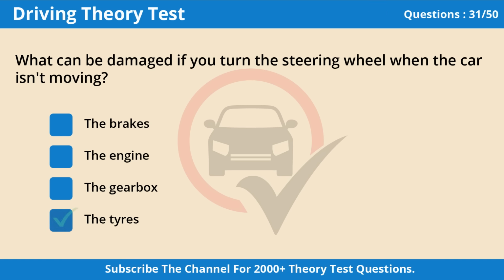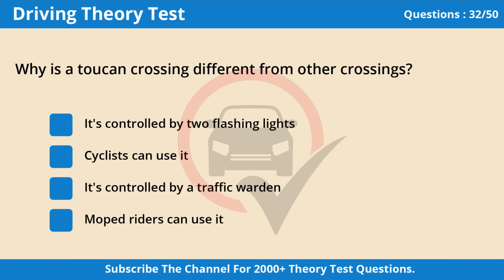D. The tires. Question 32. Why is a toucan crossing different from other crossings? A. It's controlled by two flashing lights. B. Cyclists can use it. C. It's controlled by a traffic warden. D. Moped riders can use it.